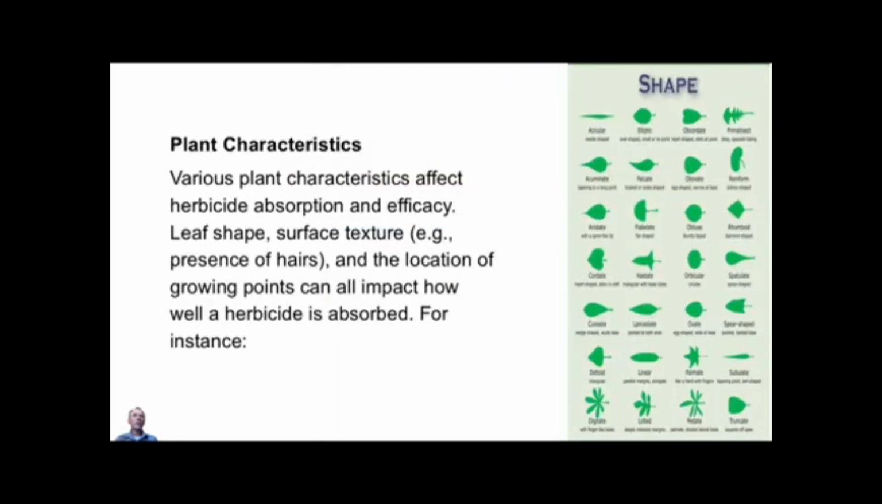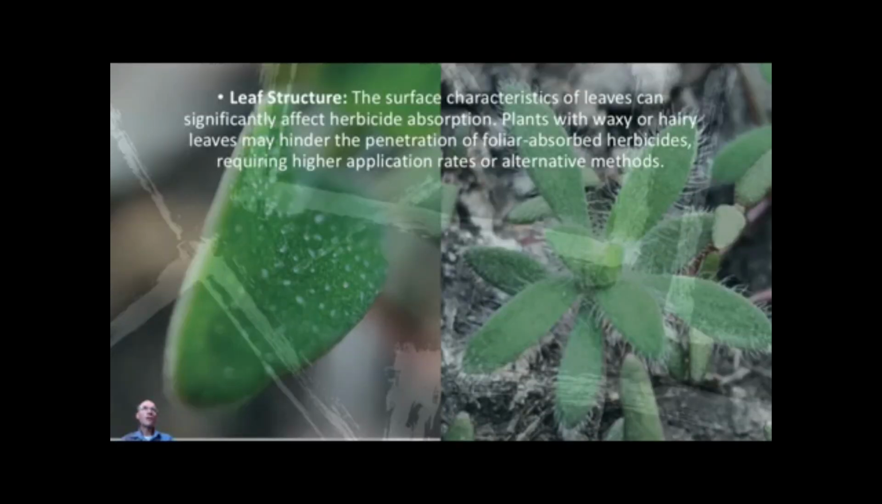Think about plant characteristics. Various plant characteristics affect herbicide absorption and efficacy. Leaf shape, surface texture, e.g. presence of hairs, and the location of growing points can all impact how well a herbicide is absorbed. For instance, leaf structure. The surface characteristics of leaves can significantly affect herbicide absorption. Plants with waxy or hairy leaves may hinder the penetration of foliar absorbed herbicides, requiring higher application rates or alternative methods.